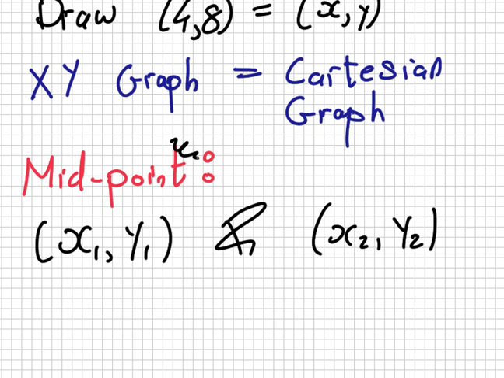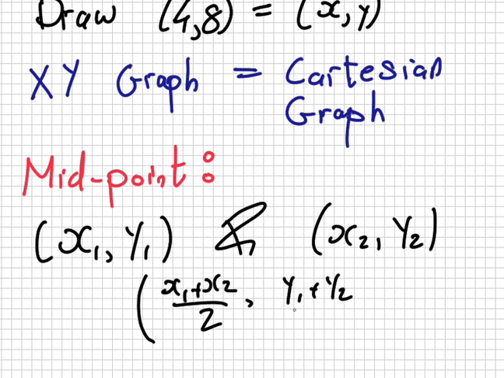x1 plus x2 over 2 and y1 plus y2 over 2. That will tell you what point is in the middle. In other words, it's like the average.